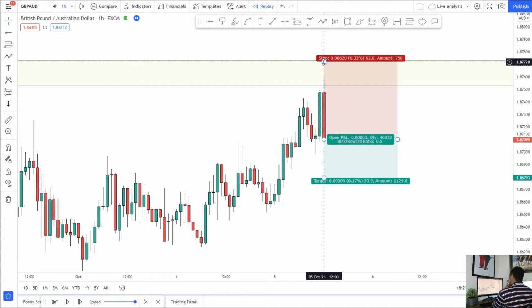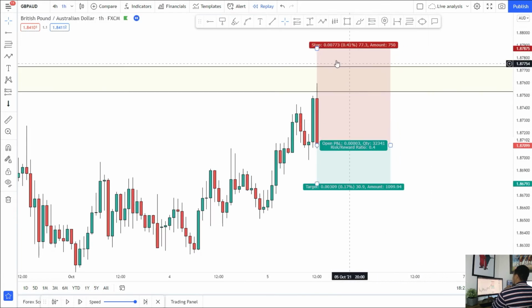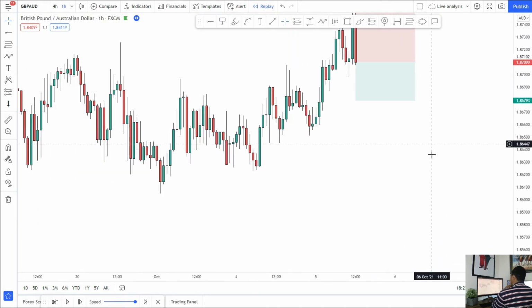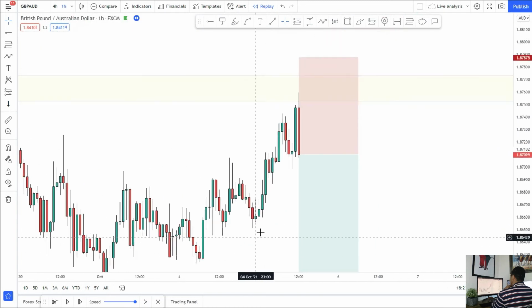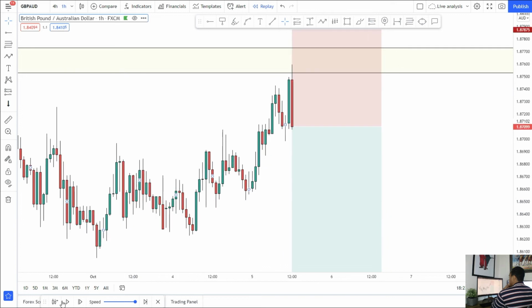And where does my stop loss go? It goes above that area, also with a little bit of wiggle room as well. And like I said, looking to target that previous low down there for potentially some new lows. So if I take this across and press play, we'll see how it plays out.